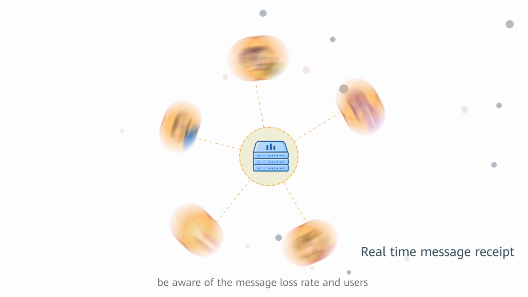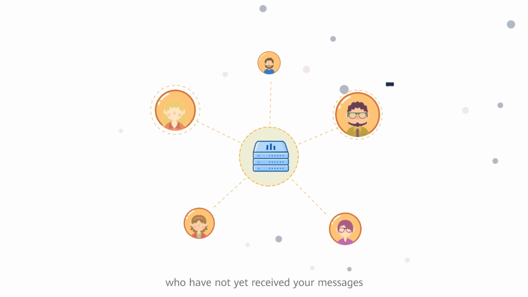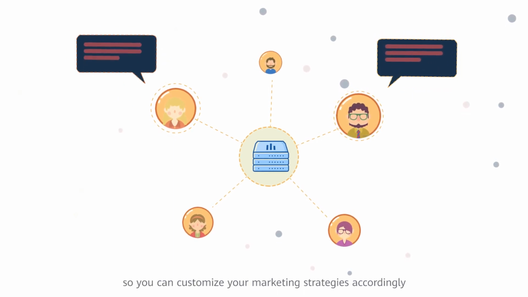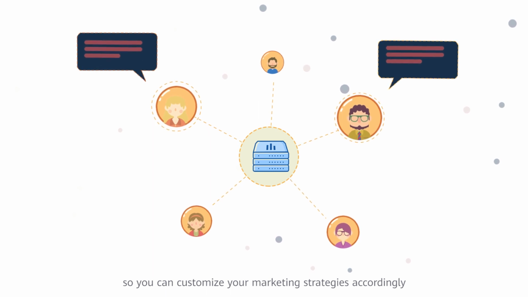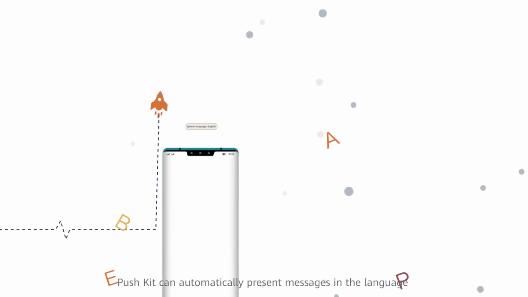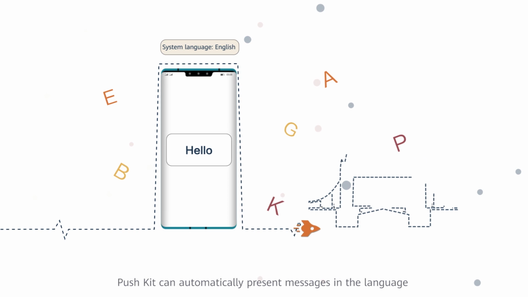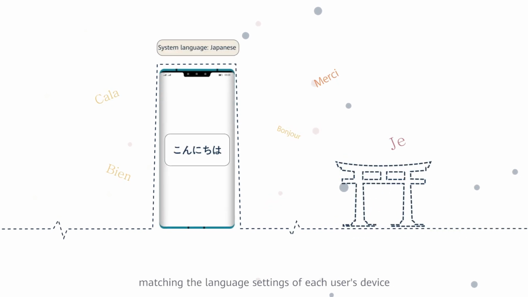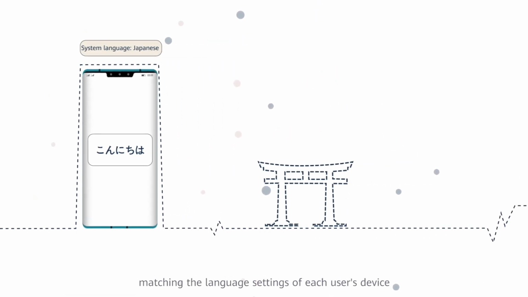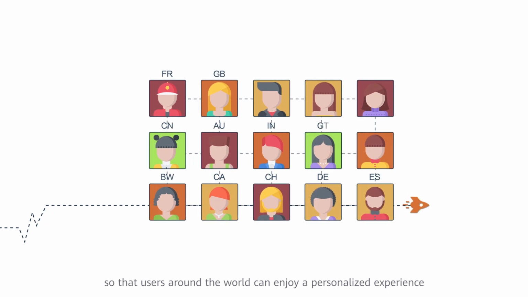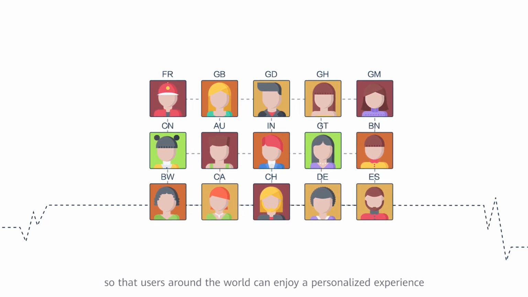Real-time message delivery notifications allow you to check on the delivery status of each message. Be aware of the message loss rate and users who have not yet received your messages, so you can customize your marketing strategies accordingly. Push Kit can automatically present messages in the language matching the language settings of each user's device, so that users around the world can enjoy a personalized experience.